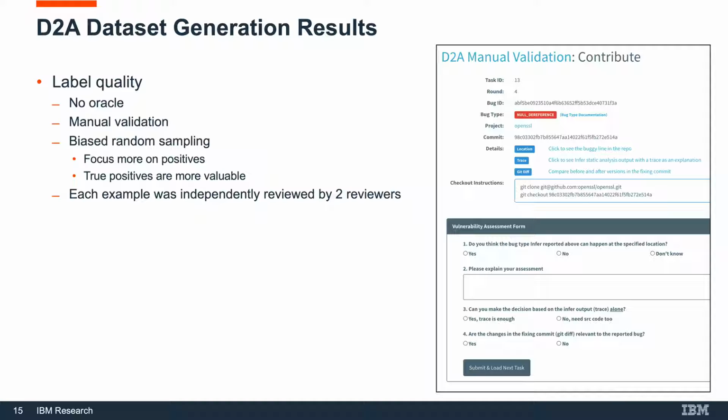Regarding the label quality, since there is no oracle, we have to validate the labels manually. Because true positives are more valuable, we did a biased random sampling, focusing more on the positives. So in total, we included 57 cases in the manual label validation. Each example was independently reviewed by 2 reviewers. And the screenshot on the right shows a crowdsourcing tool we created for this purpose. And we found that this procedure was actually very expensive.